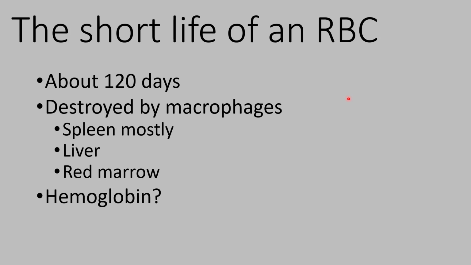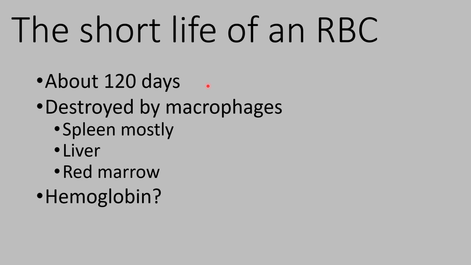Once we make these red blood cells, how long do they live? Well, not very long. By cellular standards, some cells live our whole life or close to it. Red blood cells, erythrocytes, only live about 120 days. That's not very long for a cell.